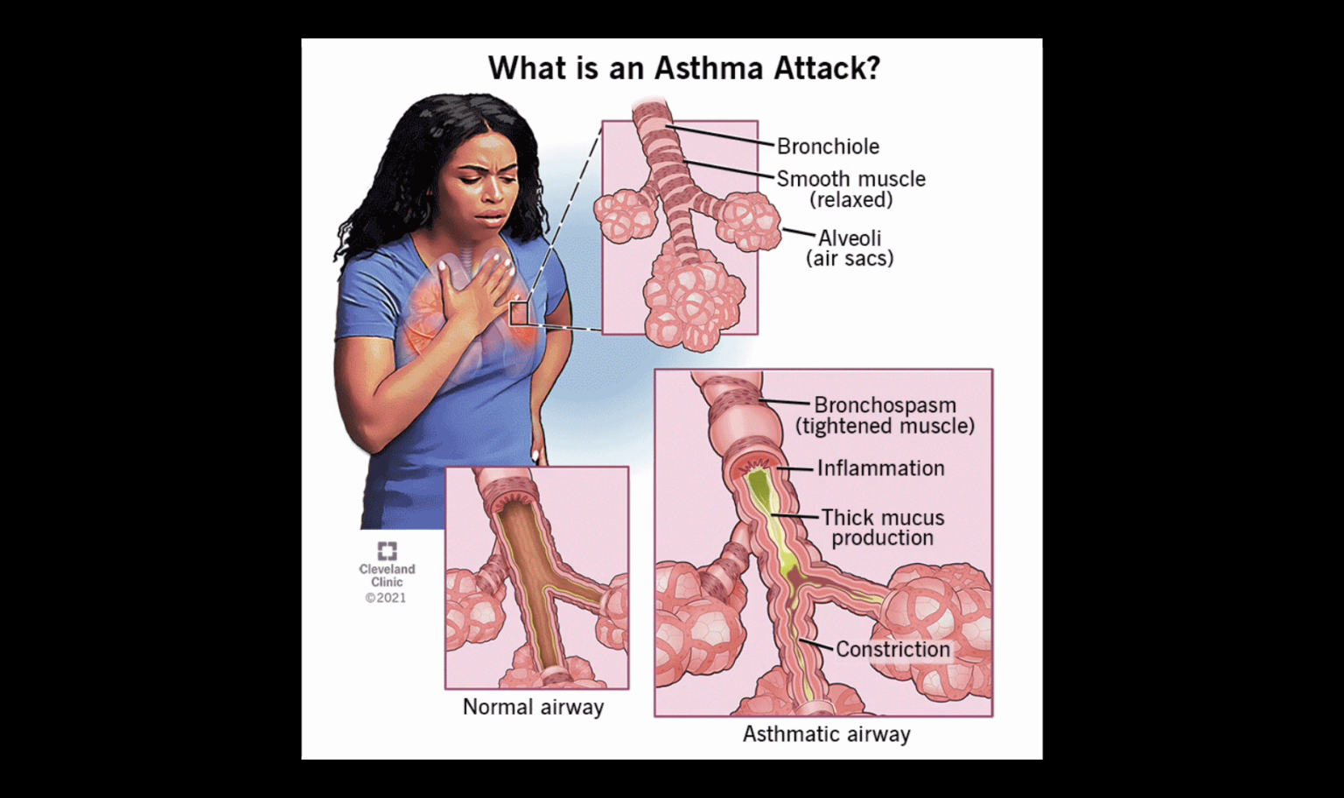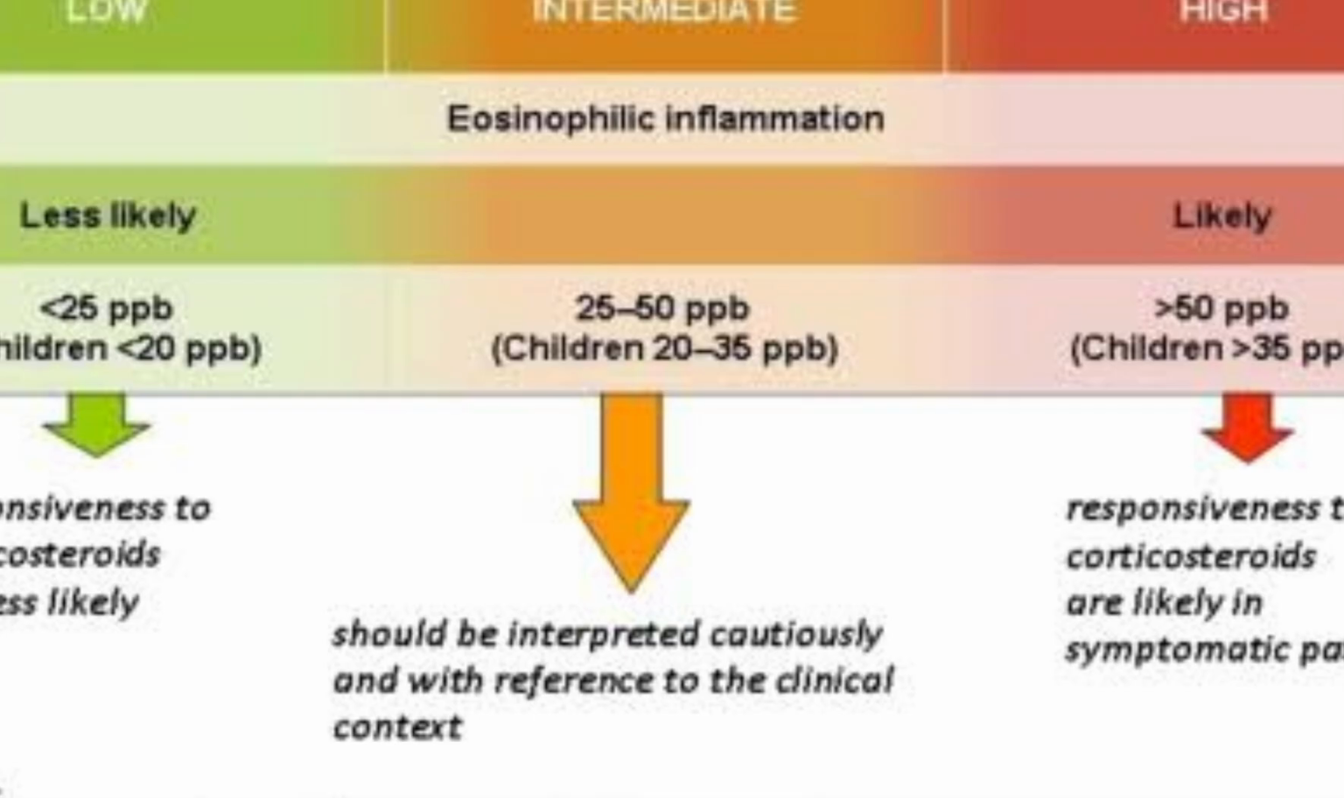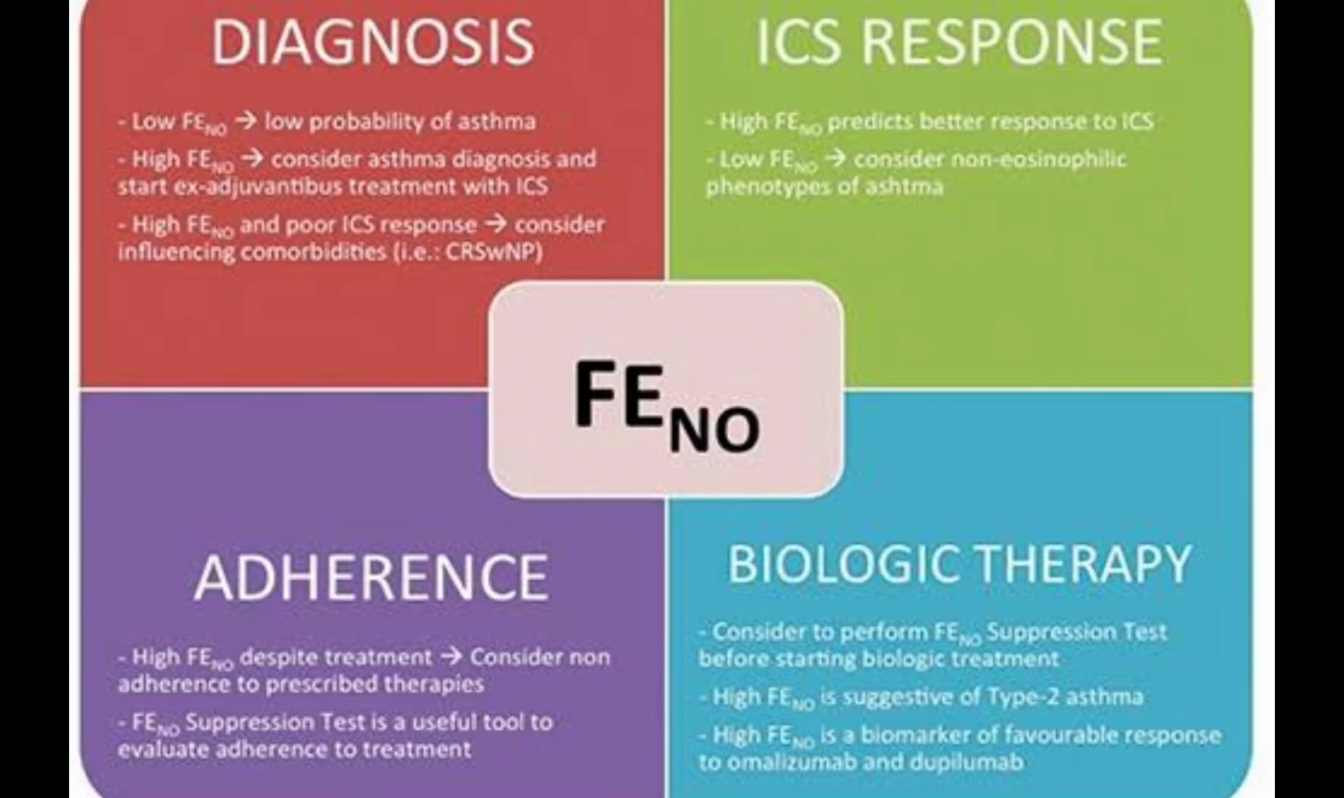Now, how do we diagnose asthma? As I've already told you, one way is to diagnose it with spirometry, and the other way is FeNO testing. Nitric oxide is actually a mediator which is released by eosinophils, and eosinophils play a very important role in inflammation in asthmatic patients. So, if the level of FeNO is greater than 60 ppb in adults, it is diagnostic of asthma. It also has many other implications in the management of asthma, like it tells us which patients of asthma will respond to inhaled corticosteroid therapy and whether patients are adherent to their therapy or not.